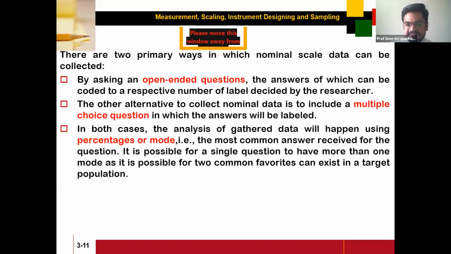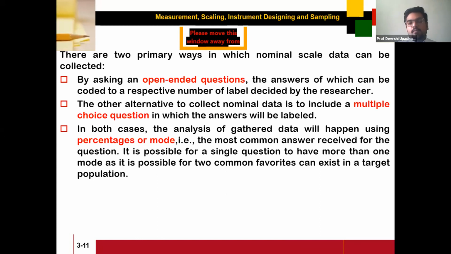So how to do analysis? In this session, I'll also be focusing on each and every measurement scale: nominal, interval, ordinal, and ratio. I'll also give a very brief, nutshell meaning of how to do analysis for each scale. There are two primary ways in which nominal scale data can be collected.